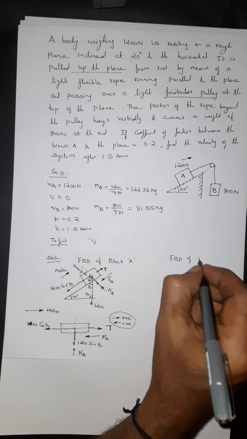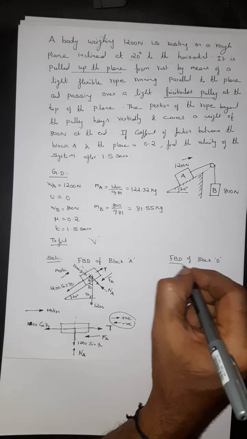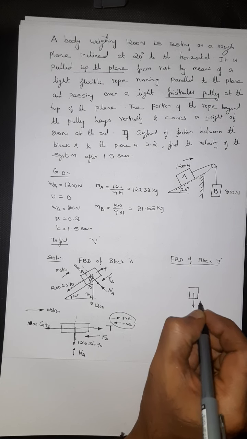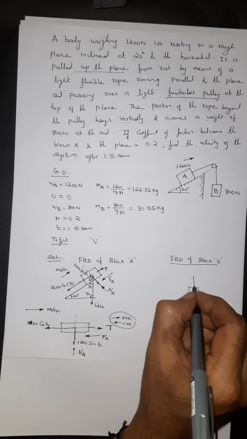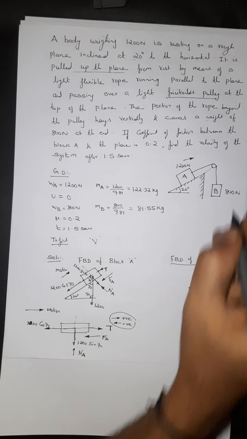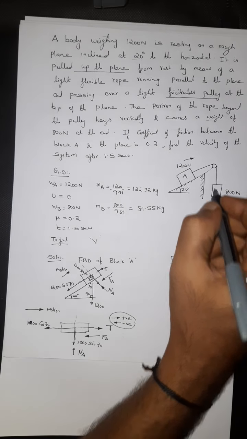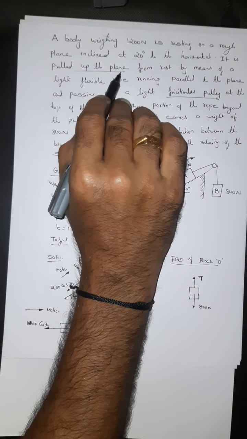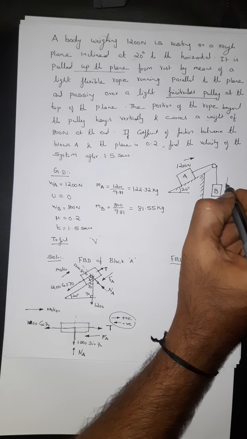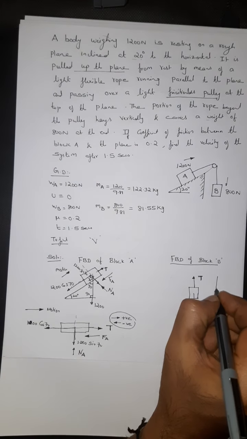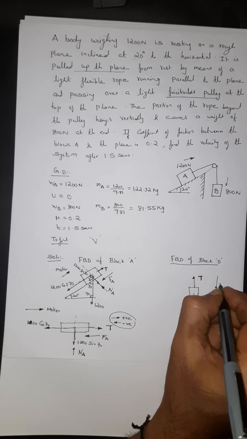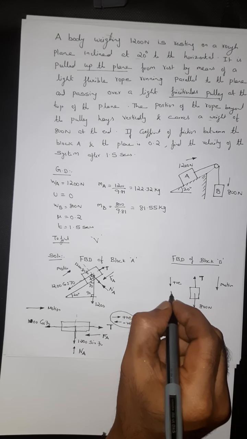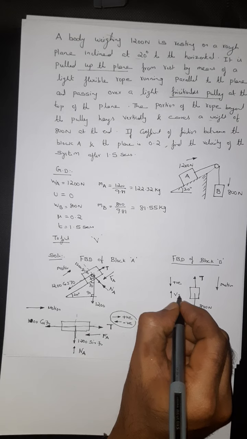FBD of block B. This is a block. Its own weight acts vertically downwards, of magnitude 800 Newton, and there is a tension which is acting upwards, right? Since the plane is moving up, this block B moves vertically downwards. So this is the motion, therefore downwards is positive and vertically up is negative.